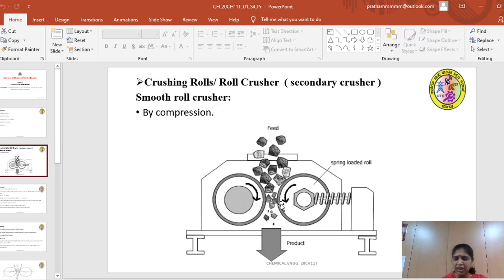Just observe the diagram neatly, then while explanation you will thoroughly understand the theory behind it, or the operation behind it.